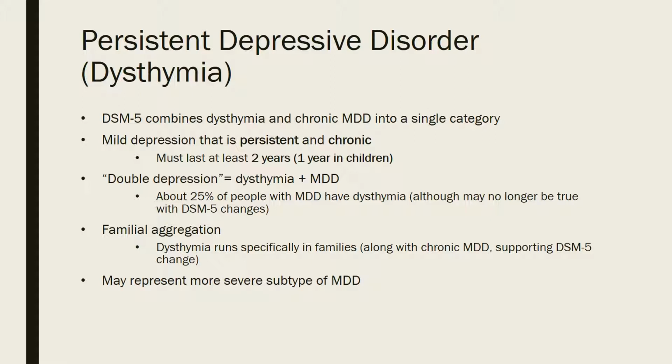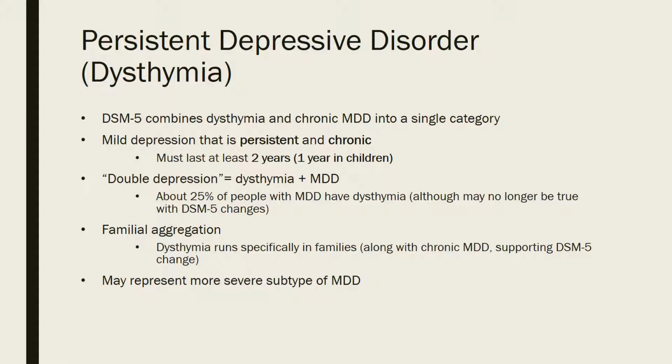So this is mild depression that is persistent and chronic. It must last at least for 2 years in adults and 1 year in children. It has an early and insidious onset. It's a chronic course. So it's basically you feel depressed most of the time, all of the time.